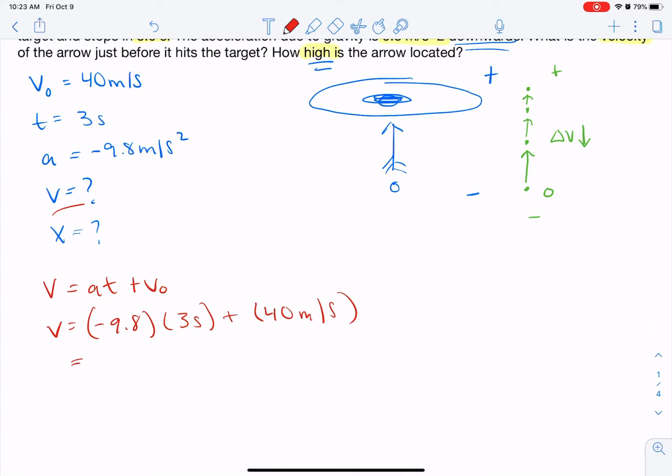Let's put this in a calculator, and we're going to get negative 29 plus 40. Put that in a calculator again, and I get 10.6 meters per second. And this is my answer for the final velocity. It makes sense because it's positive, and it is slower than our starting velocity. So this makes sense.